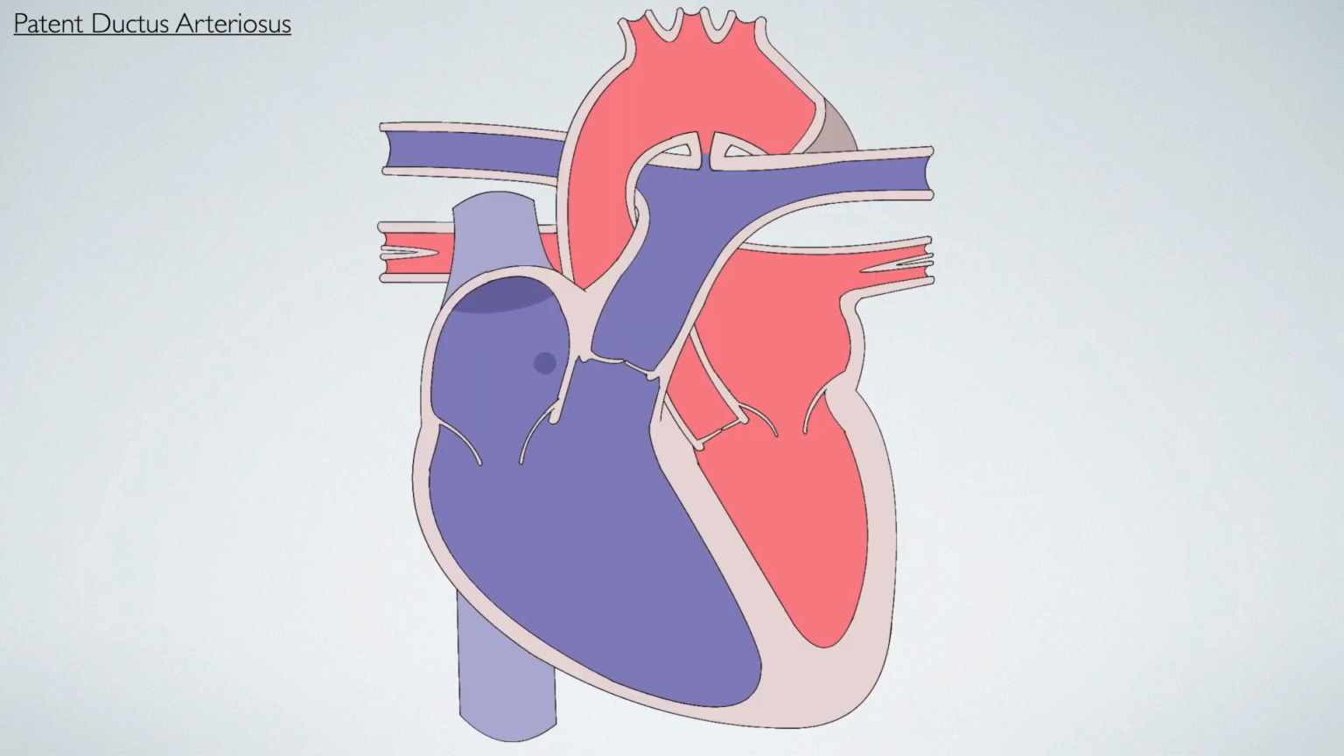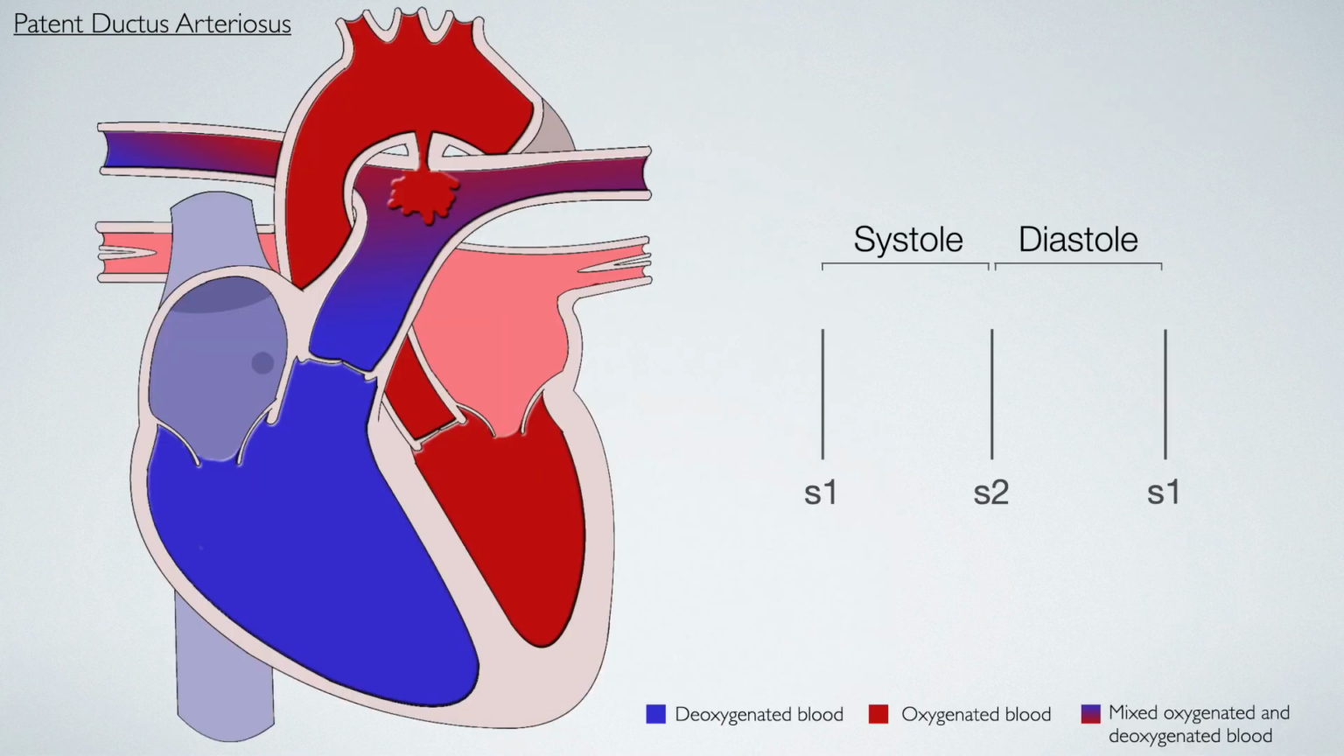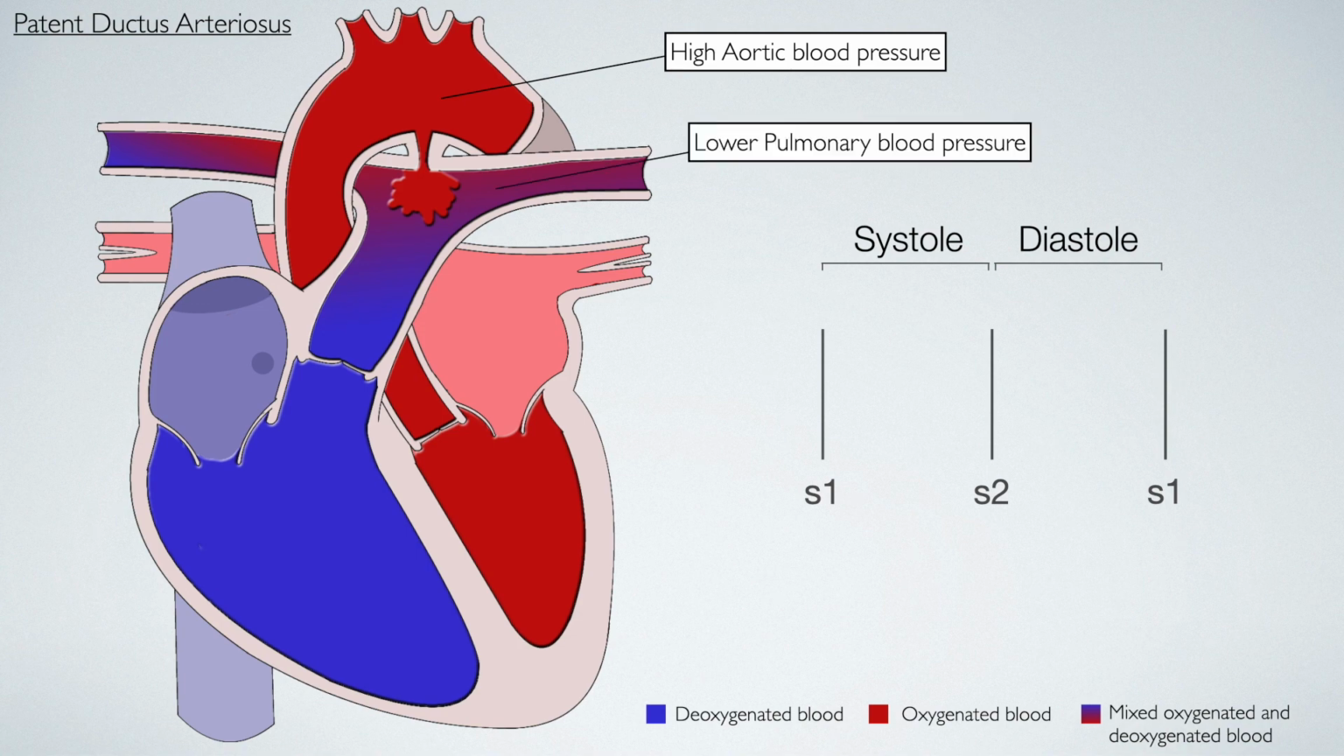The ductus arteriosus is a fetal vascular structure that allows blood to bypass the lungs during fetal development. It usually closes 48 hours after birth, but if it remains patent, then it allows an abnormal communication between the aorta and the pulmonary artery. The murmur is produced due to the high aortic blood pressures and lower pulmonary pressures, creating a gradient that allows for a left to right shunt, where blood continuously flows from the aorta into the pulmonary artery.